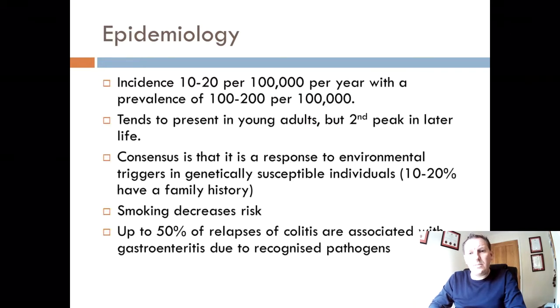So why are we talking about ulcerative colitis? Well, it's a common condition, an incidence of 10 to 20 per 100,000 per year, with a prevalence of 100 to 200 per 100,000. And so whatever area of medicine you end up working in, you will see patients with inflammatory bowel disease. It tends to present in young adults, but there is then a second peak later in life, and so we do occasionally get to diagnose ulcerative colitis in people in their 60s, 70s and beyond.